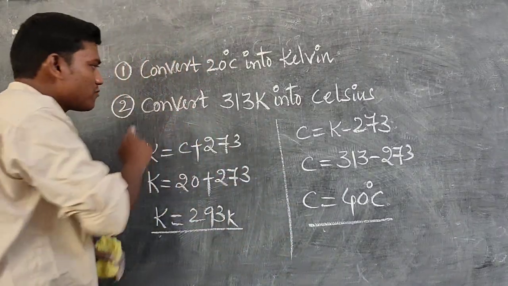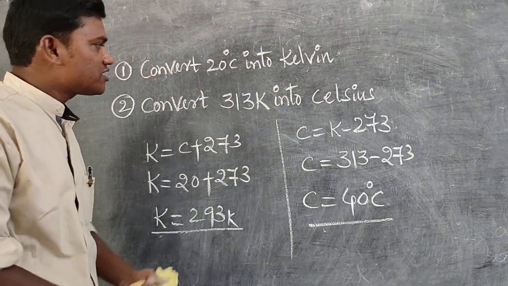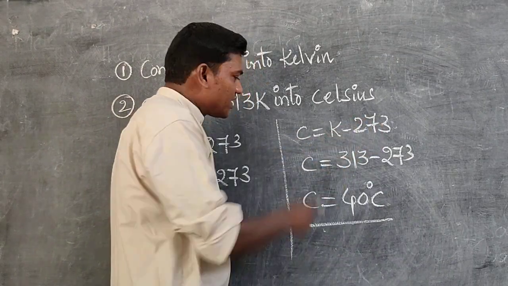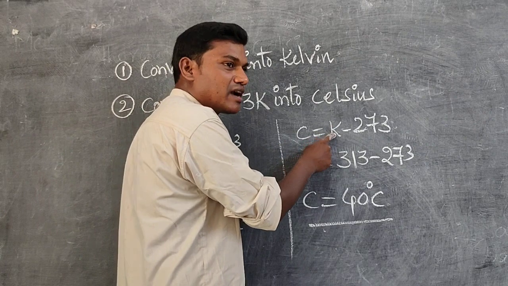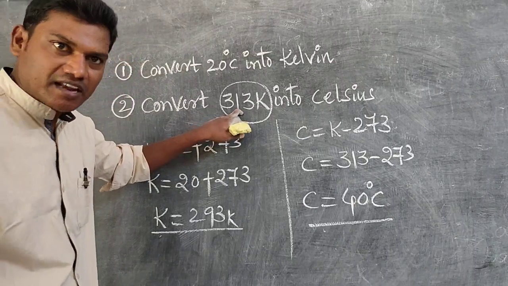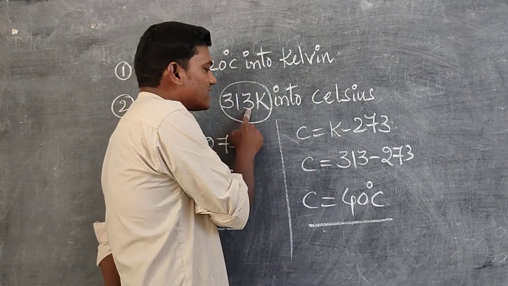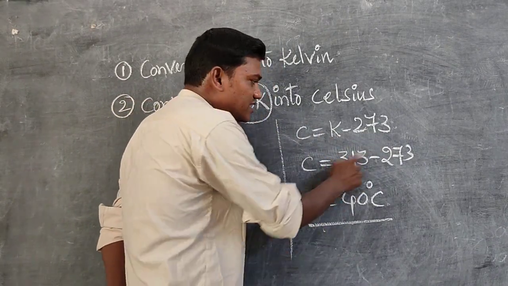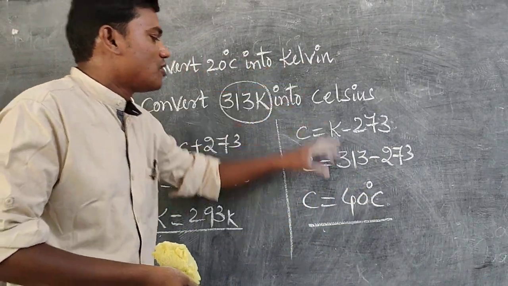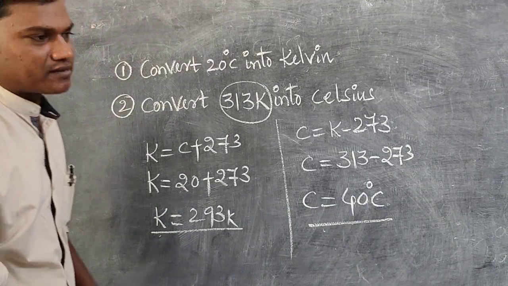Next, in the second one, 313 Kelvin is to be converted into Celsius. This time we use C equals K minus 273. C is the Celsius scale and K is Kelvin. The value given in the numerical is in the Kelvin scale. So in place of K we write 313 minus 273. What is the difference? 40 degrees Celsius. That's why 313 Kelvin is equal to 40 degrees Celsius in the Celsius thermometer.